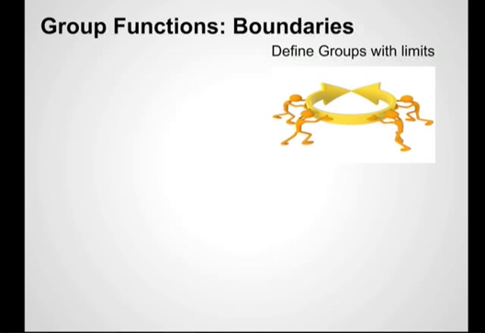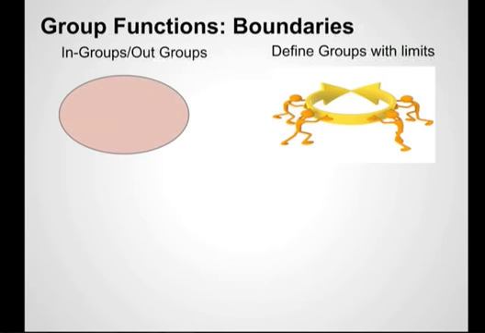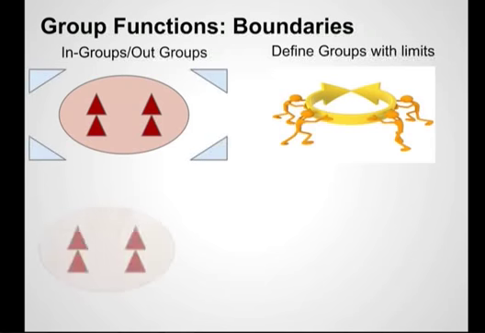So group functions. What do groups try to do to keep their groupness? Well, they define their limits. They make sure that they know who's in and who's out of their group. So, for instance, you might be in the group, while others would be considered outside the group. So, in-group and out-group.